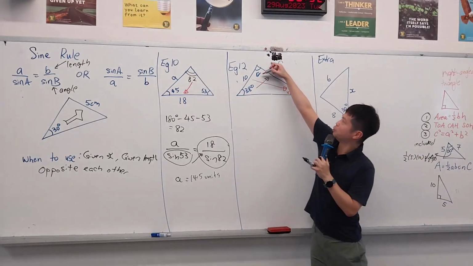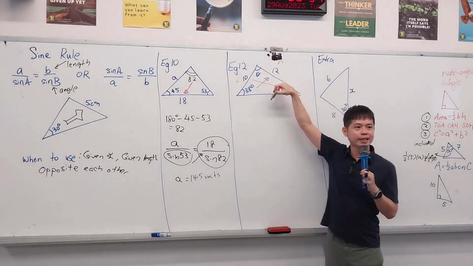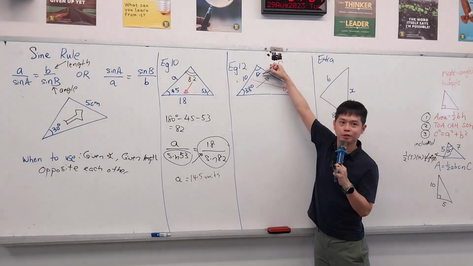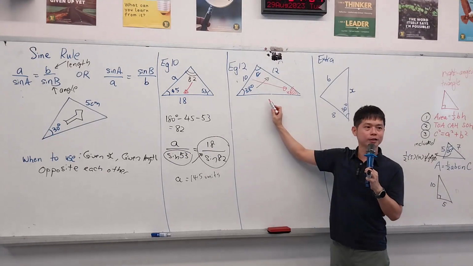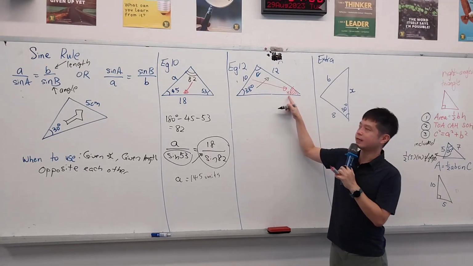The question is, hey teacher, why don't you use the blue one down here? Because there's nothing here and there's nothing here. Make sense? There's no number. Then I don't use it. So what you need to do is find this angle first.